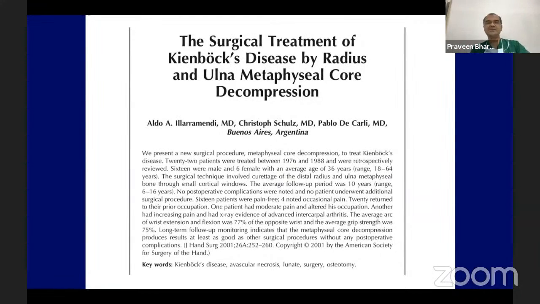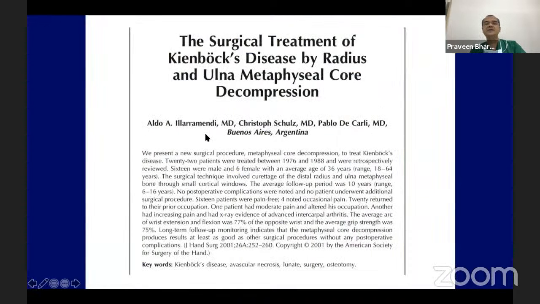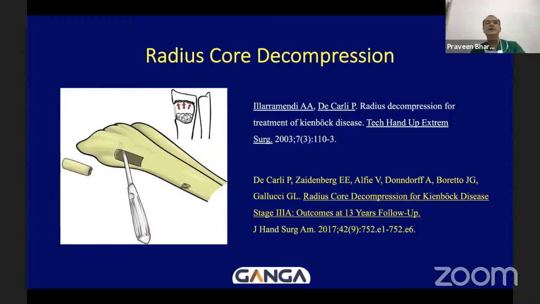During that time, the patient developed a radius fracture. And to his surprise, when the radius fracture healed, the Kienböck's pain also went off and the patient never required a Kienböck surgery. So it was a chance discovery, and after that he started doing this operation. His initial papers were a result of almost 10 years, and no case failed, and all the patients had perfect pain relief and good range of movement.